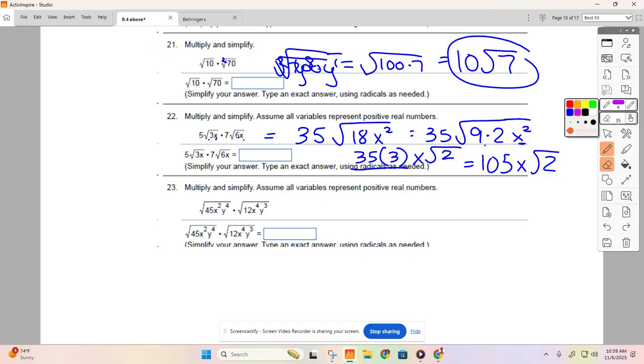45 times 12 gives me 540. X squared times x to the 4th, we add the exponents, gives me x to the 6th. Y to the 4th times y cubed gives me y to the 7th.